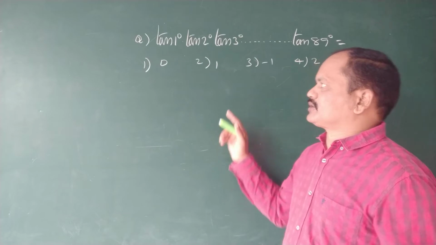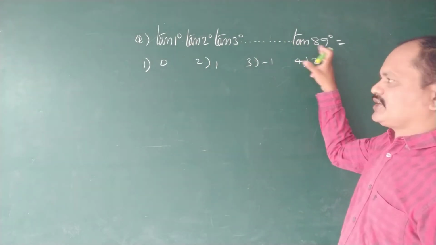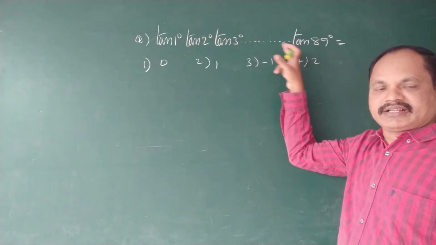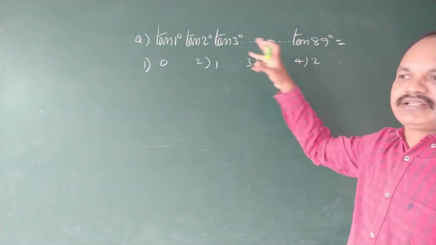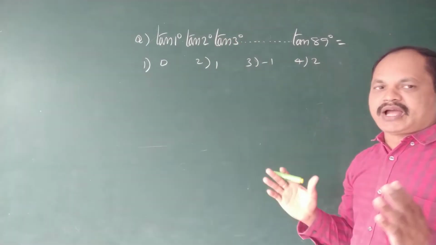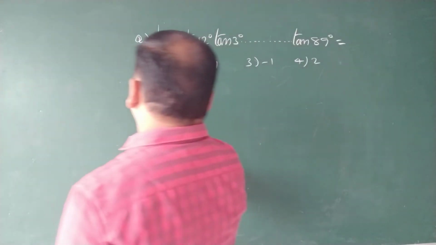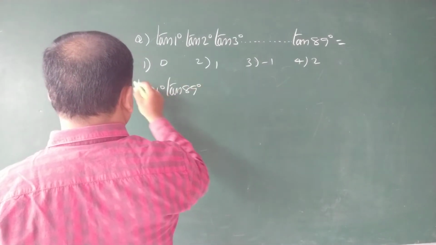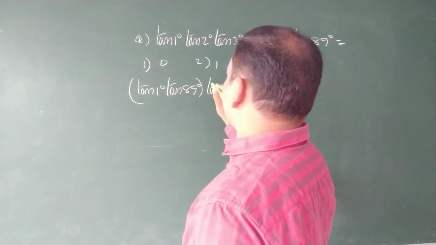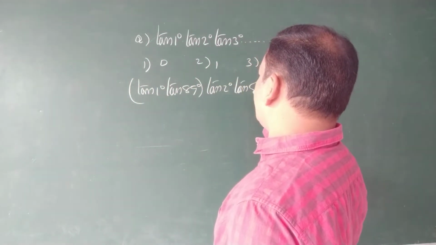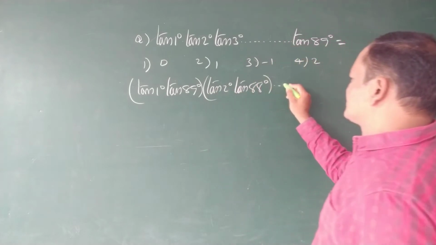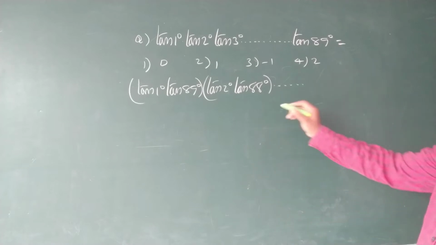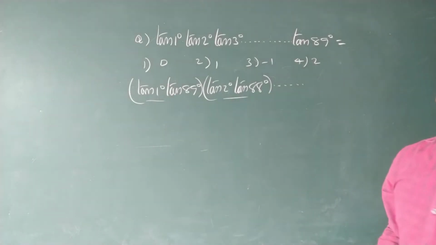That's why you have to write here: 1 plus 89 is 90, 2 plus 88 is 90, 3 plus 87 is 90, like that, 4 plus 86 is 90. That's why you have to write all the products. So tan 1 degree into tan 89 degrees is in one bracket, tan 2 degrees into tan 88 degrees is in one bracket, and so on. Here each bracket represents 1.